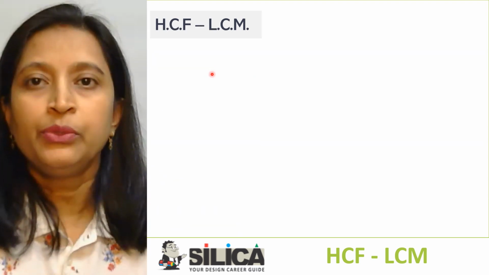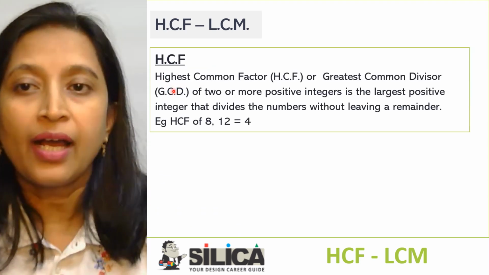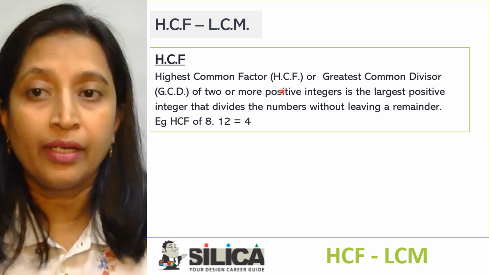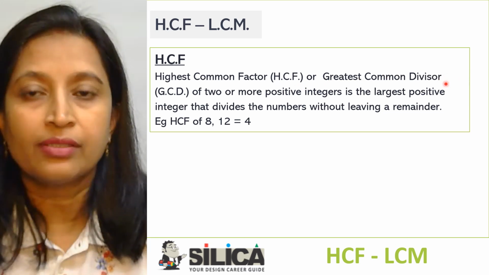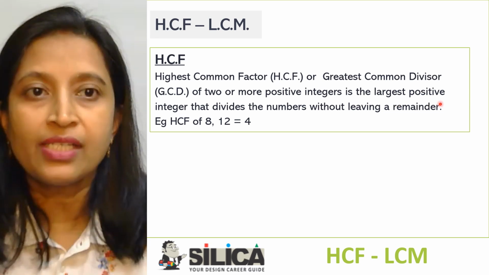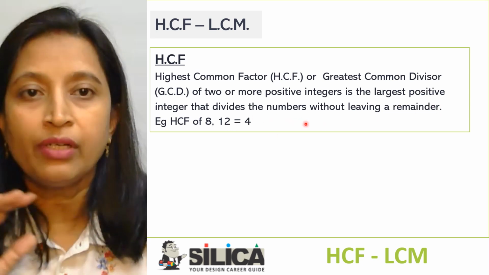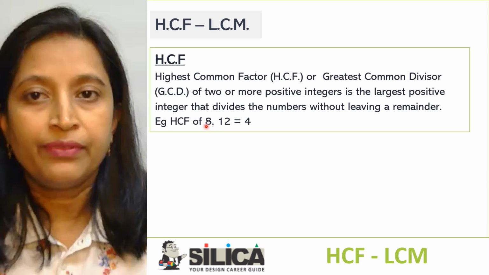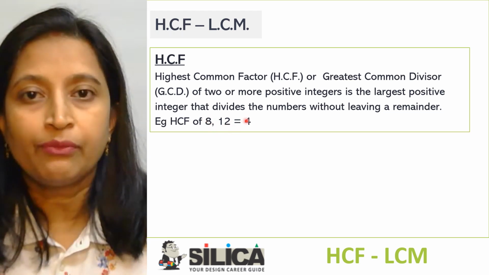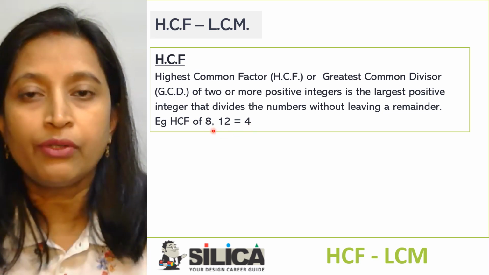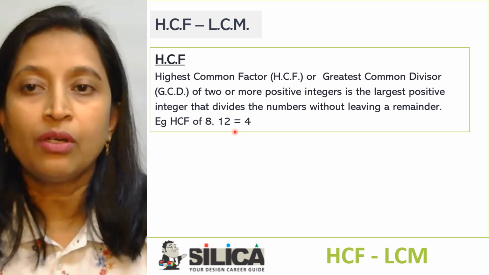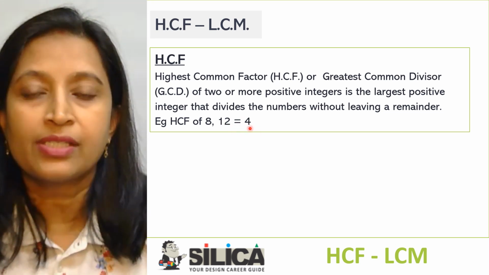So now let's come to HCF and LCM. HCF is the highest common factor. We just now learned factor. Another name for it is greatest common divisor, GCD. The highest common factor of two or more positive integers is the largest positive integer that divides the numbers without leaving a remainder. Like if the numbers are 8 and 12, the largest number which can divide both is 4. 2 can also divide both the numbers, but that is not the highest. So 4 will be the HCF, not 2.